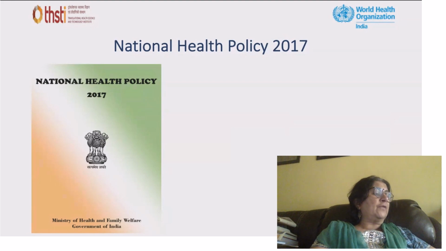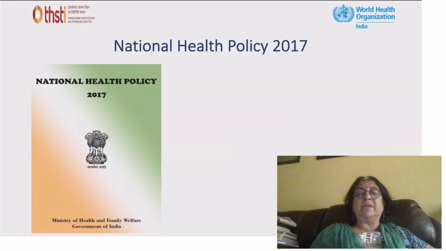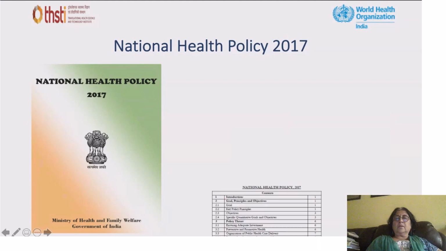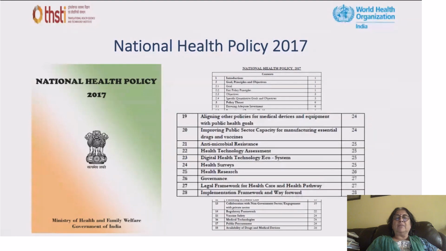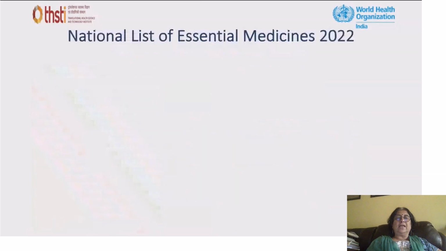Many components of this are related to the rational use of medicines, which is why it is relevant to us. What we will do today is look at a bit of a snapshot of it. So, for example, for medical devices and public health, improving public sector capacity for manufacturing essential drugs. All this is related to our rational drug use, health technology assessment, etc.